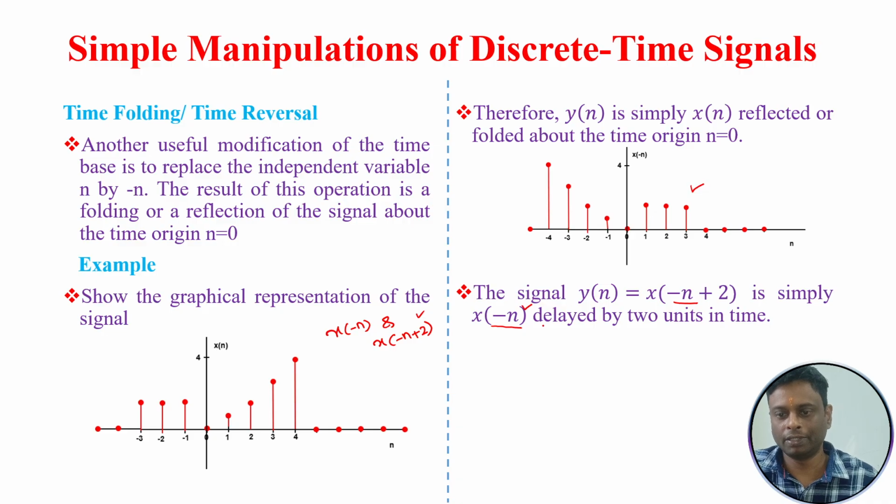This is actually the reverse of the earlier case. If we have x of n plus 2, then you have to advance the signal. But here it is x of minus n plus 2, so you have to delay the signal. This is the reversal of time shifting. That is why in this case you have to delay the signal, but if there is a positive n plus 2, then we advance the signal. Let us see that.